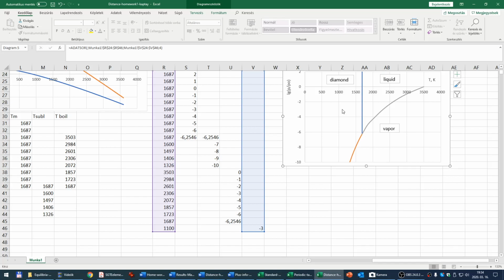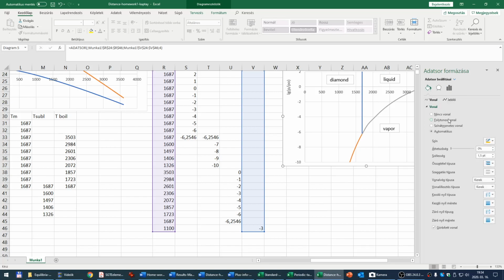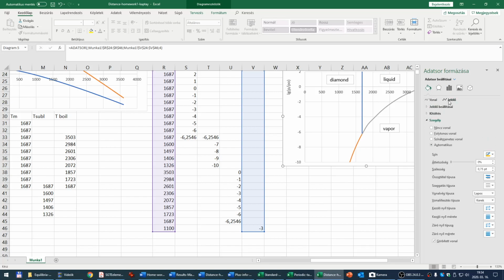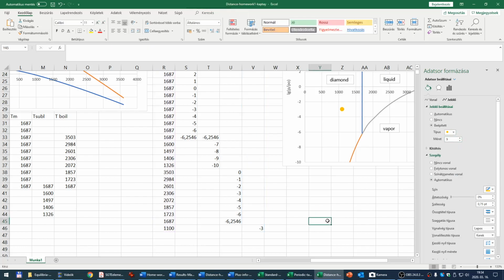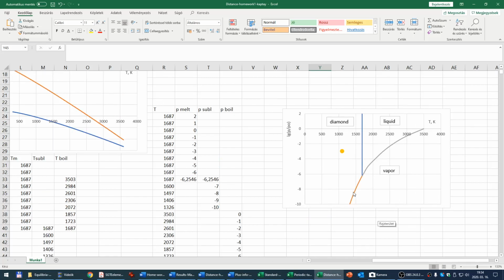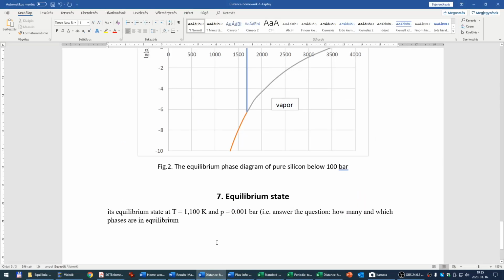It wants to be a line, but it cannot be a line because it has a single point. So you have to format this point in a way that you don't want the line, rather you want the mark. So here you format your mark. Okay, ready. And you see? Here's your point, 1100 Kelvin, 10 to the power minus 3 of pressure. I copy it. I put it into my homework.